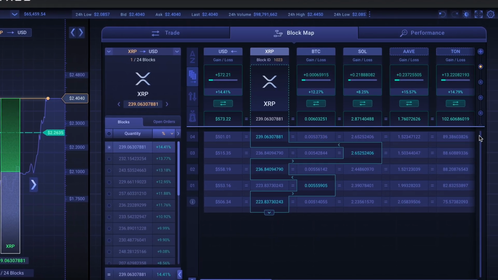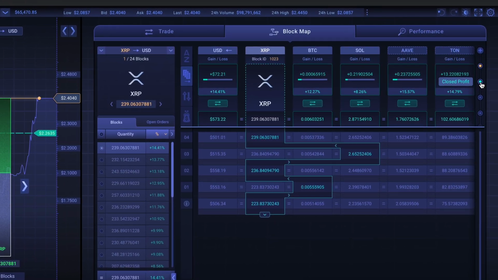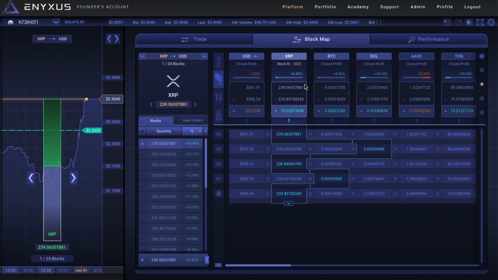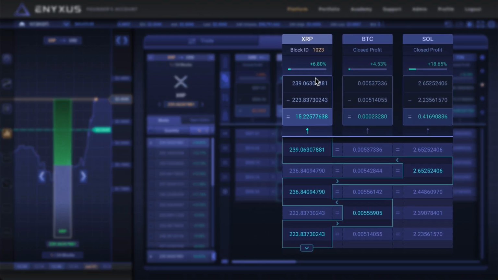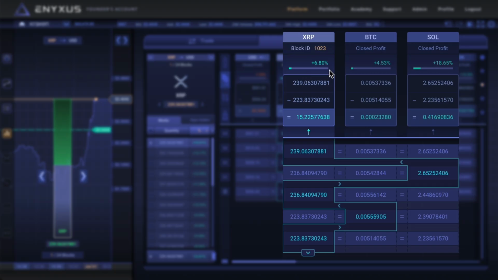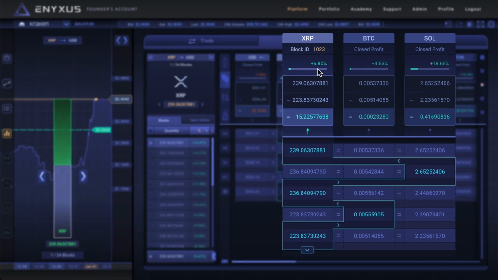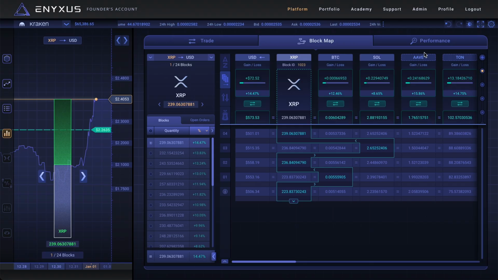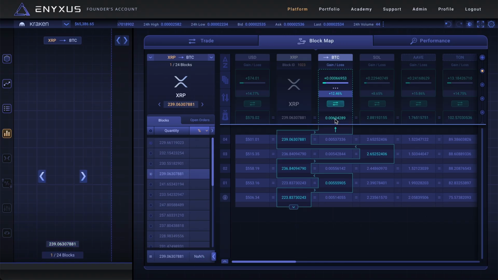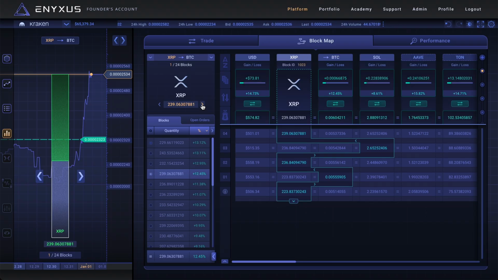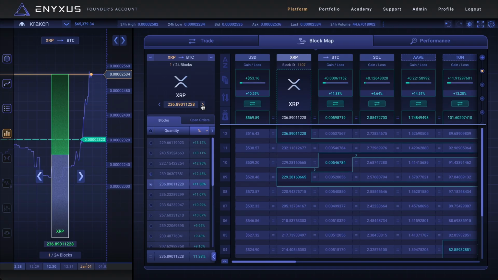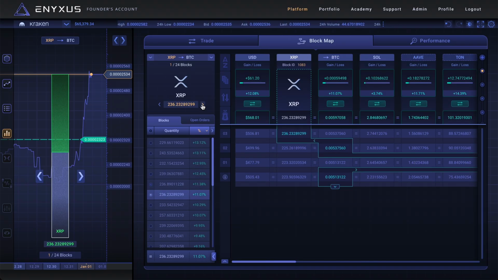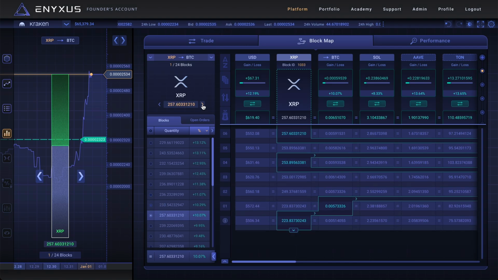By heading over to the right side of the screen and clicking the Closed Profit button, we can see that just after 4 trades, we have reached a total realized gain of 6.8% in units of XRP. Now let's click on the Next Trade button, then select the BTC column as the asset to trade into. By clicking the right toggle arrow, we can also examine other block maps of various XRP blocks one by one.